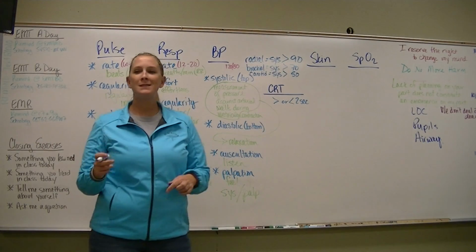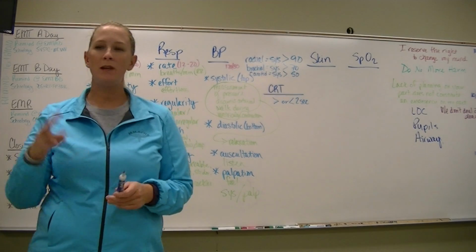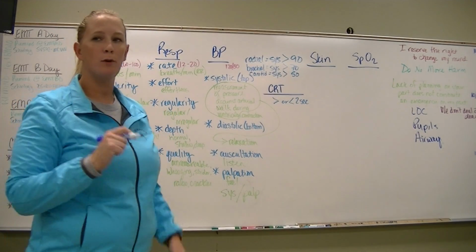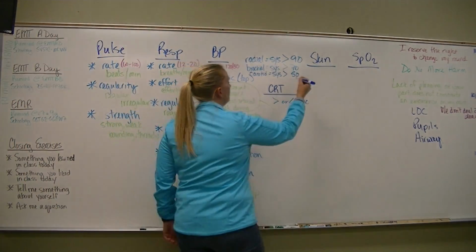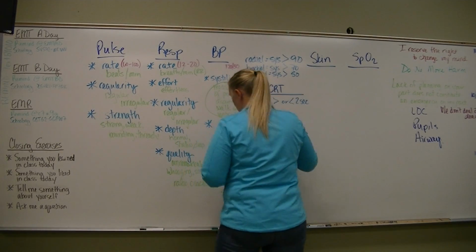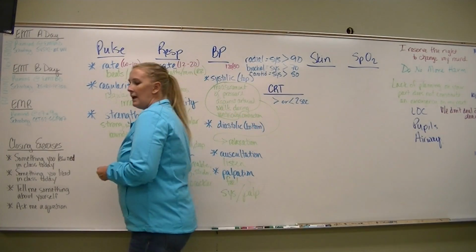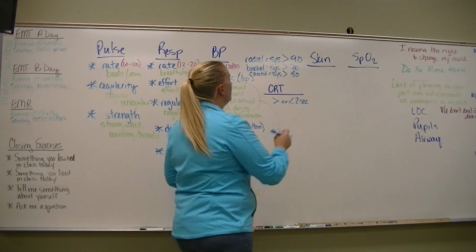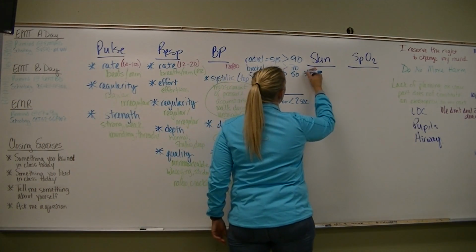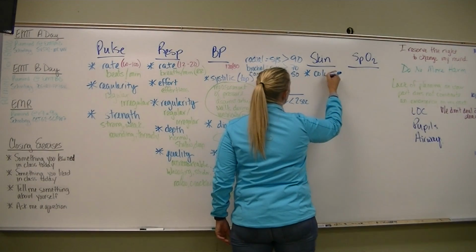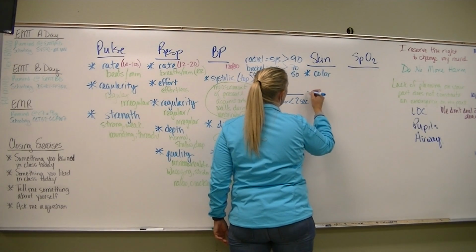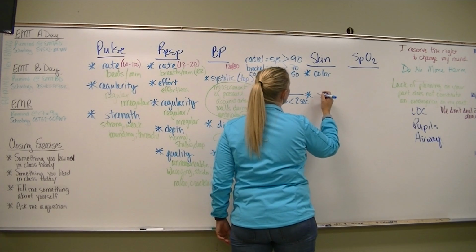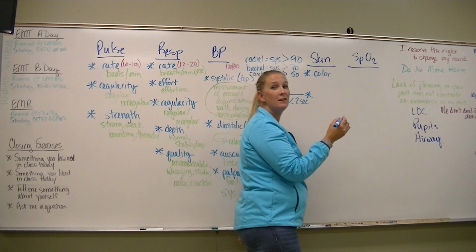Now, what about skin? There are three things that we measure on skin. We already covered them earlier. What are they? Color, temperature, and condition, meaning the presence or non-presence of sweat.